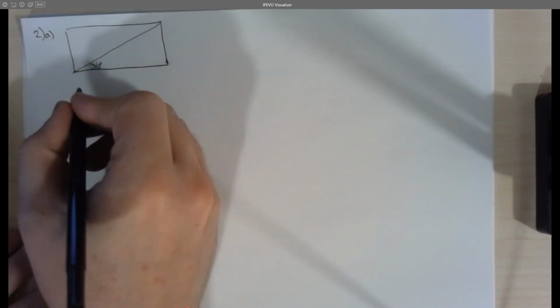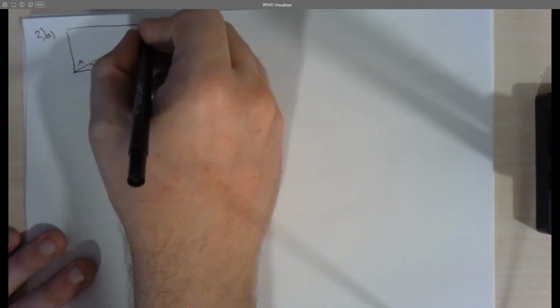In 2a, we have our rectangle with a diagonal line going through. We're told that this is 36 degrees, and we're asked to figure out our x as well as our y. Okay, so if this is 36, together that makes a corner of 90 degrees. So if this is 36, then our x just has to be 90 degrees minus 36 degrees, which is going to end up being 54 degrees. So our x equals 54 degrees.